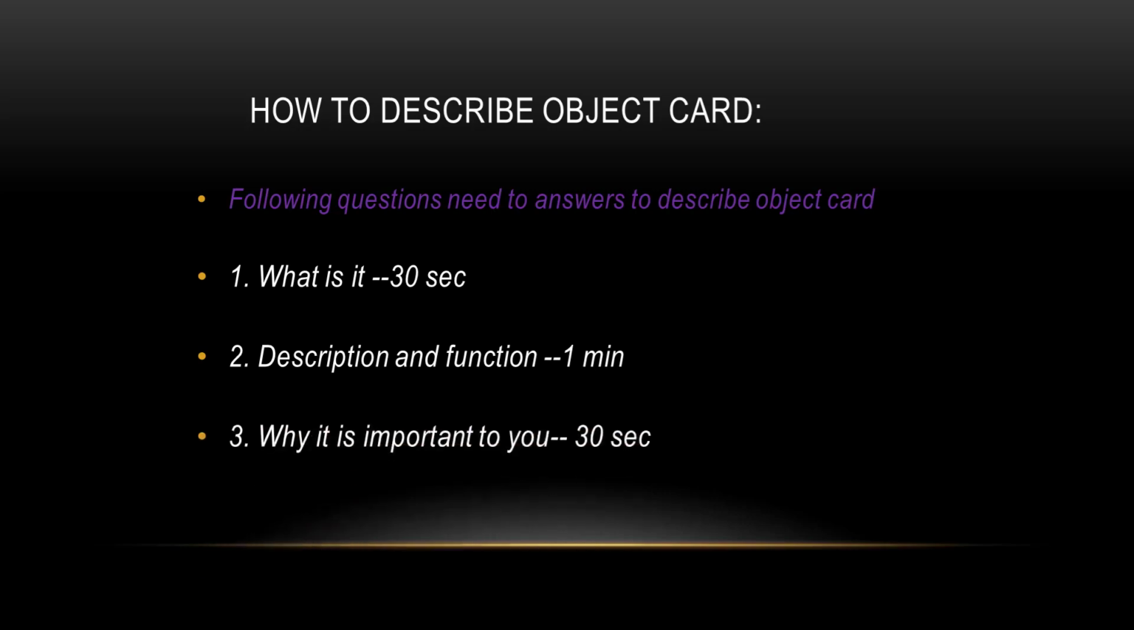And number 3, why it is important. For why it's important, it will take 30 seconds. So 30 seconds, 30 seconds, a total of 1 minute, and 1 minute for description and function. So by this way, you will answer an object-related cue card in 2 minutes. And let's go to what type of vocabulary we will use. We'll talk about it now.